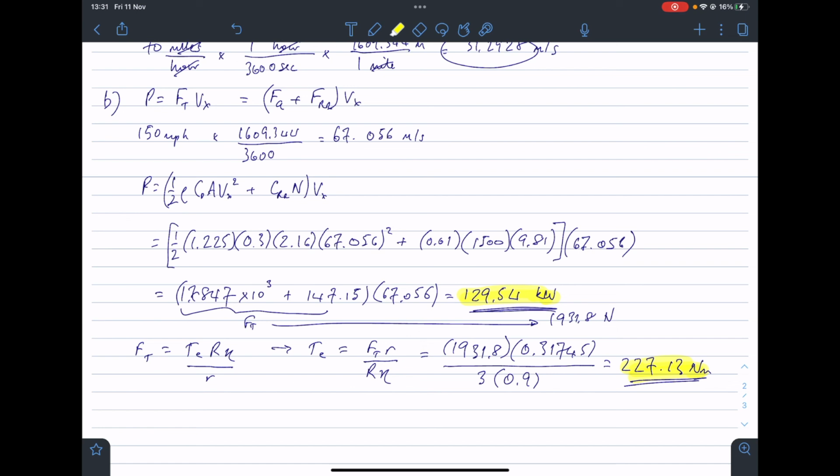To get there, you might want more, but actually, a car that's got these characteristics, weighs 1.5 tons, has a drag coefficient of 0.3 and a frontal area of 2.16, to actually maintain 150 miles an hour, you only need 130 horsepower. And you only need 230 newton meters of torque to maintain that speed.